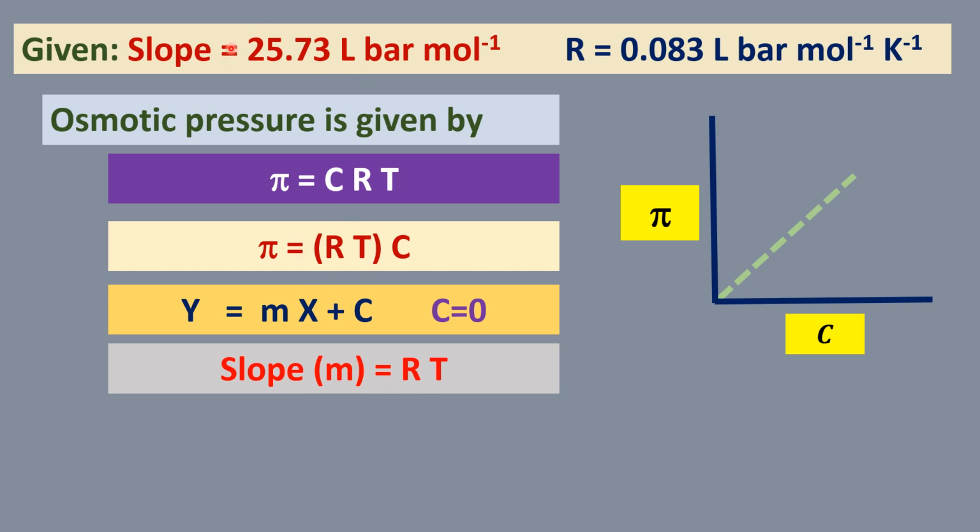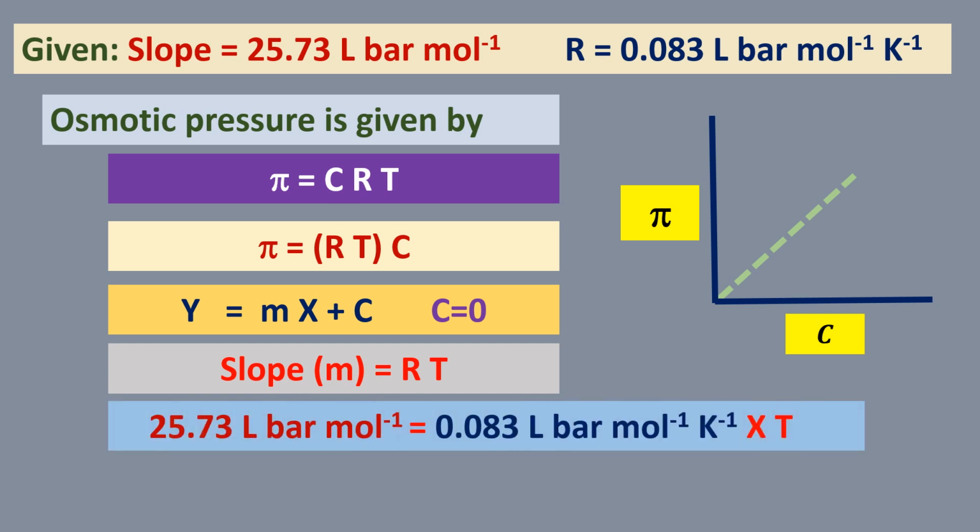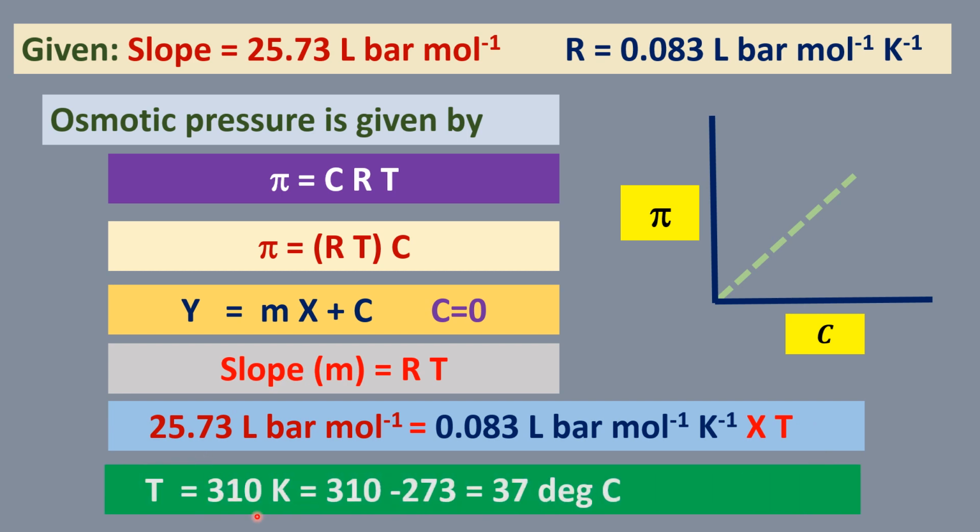In this case, they have given the slope. What is slope? Slope equal to R, which they have given, into T. So T equal to 310 Kelvin. In terms of Celsius, subtract 273 to give 37 degrees Celsius. This is the answer.